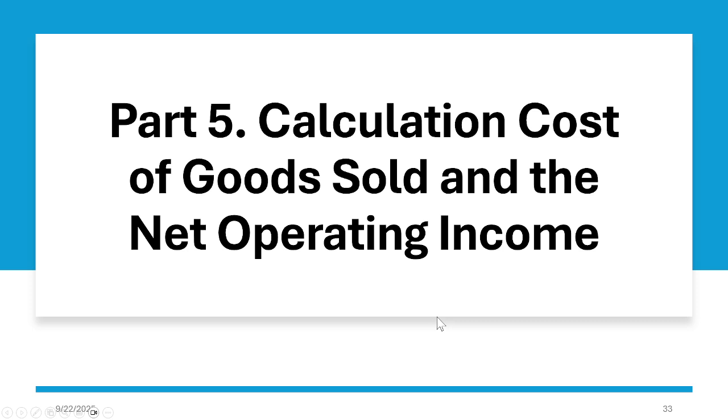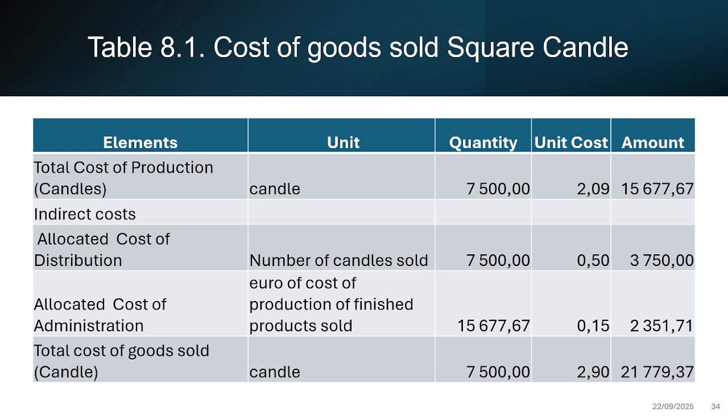Now we reach the final calculation, step 5. Here we determine the full cost of goods sold for each product line and then prepare an analytical income statement to see the final profit or loss. We start with the table to calculate the full cost of the square candles sold during the month, extending beyond the production cost to include the cost of distribution and the cost of administration.